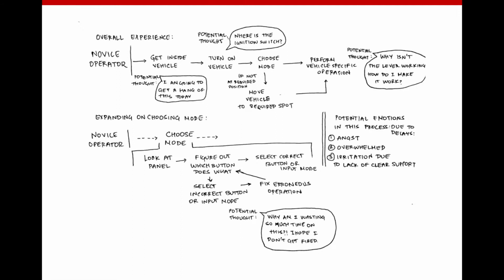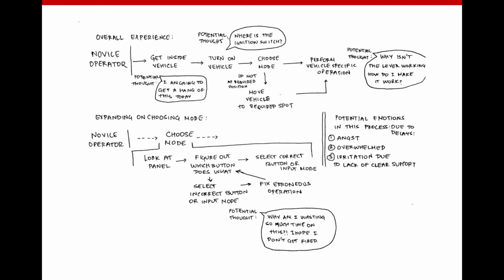We decided to think a little deeper on the choose node point for our experience map, so we expand it and look at it in a deeper sense. What does the novice operator think? He looks at the panel and tries to figure out what button does what kind of work. Maybe he selects the incorrect button and does some erroneous operation. The user thinks that he's wasting time, or that he might have to do something to avoid getting fired, and he goes back to fixing the problem and then trying to select the correct button.